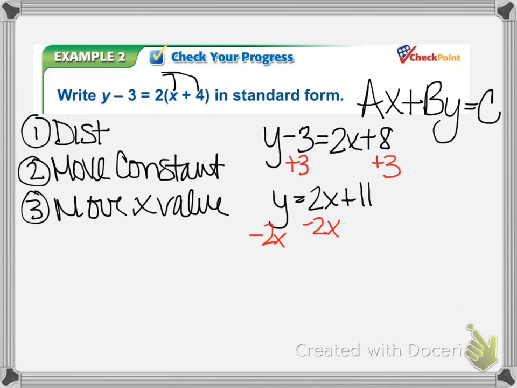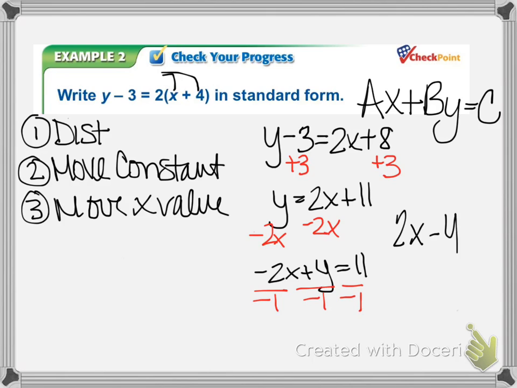And then that's going to leave us with negative 2x plus y equals 11. Notice that our leading coefficient is negative, that negative 2. So you have to go through and change all your signs. So remember that we just divide everything by negative 1. And then so your final answer is 2x minus y equals negative 11. And that's it. You're finished.